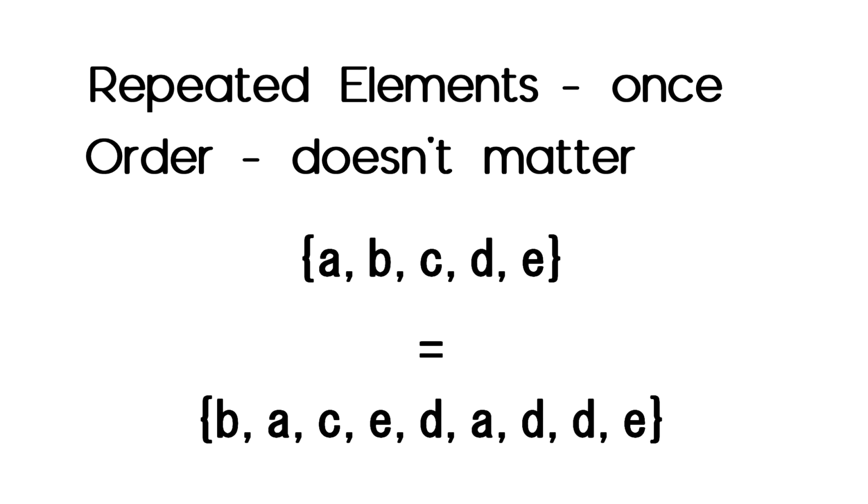Repeated elements are listed once because we only need to know if an element appears in a set or not, and there is no order in a set. Take these two sets for example. The set A, B, C, D, E is equivalent to the set B, A, C, E, D, A, D, D, E. No matter how many times A, D, and E or any other element in a set are repeated or rearranged, the two sets are still considered equal.